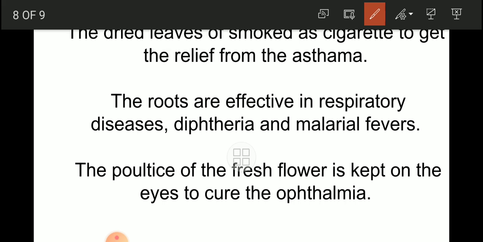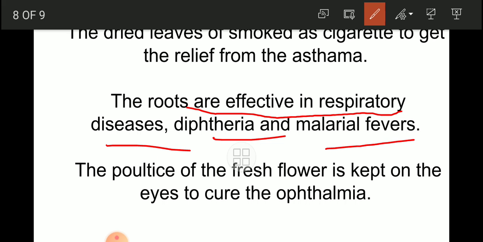The roots are effective in respiratory diseases, diphtheria, and malarial fevers. Again, the poultice of the fresh flower is kept on the eyes to cure ophthalmia, which is related to the eyes. So these are the most important medicinal uses of the plant.